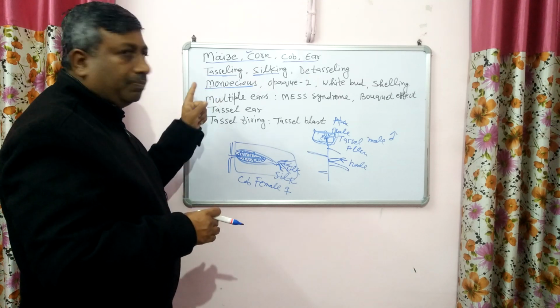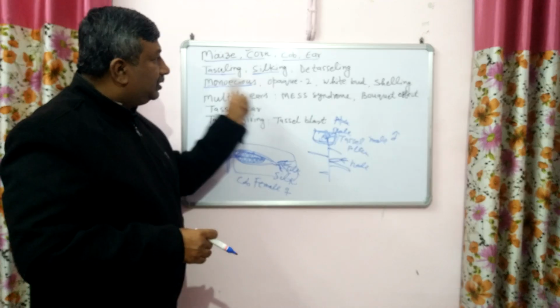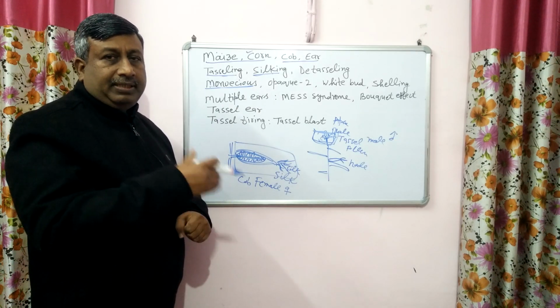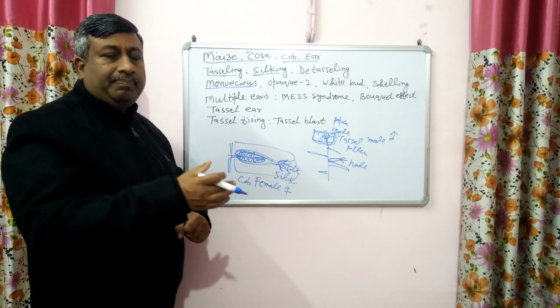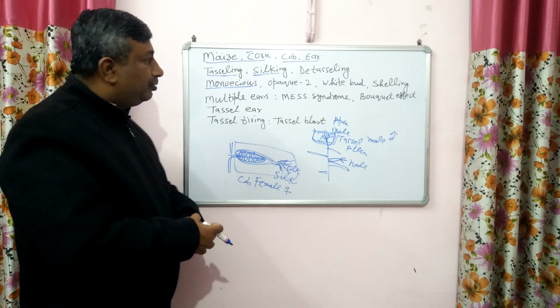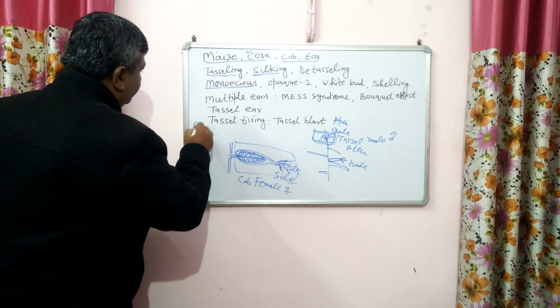So maize is monoecious, and the tassel comes before silking. This nature of the plant, when the male part comes before the female part, is known as protandry. So this is protandry nature.